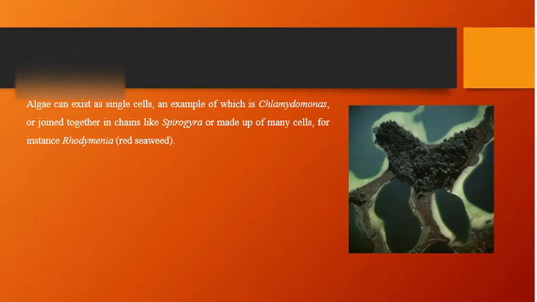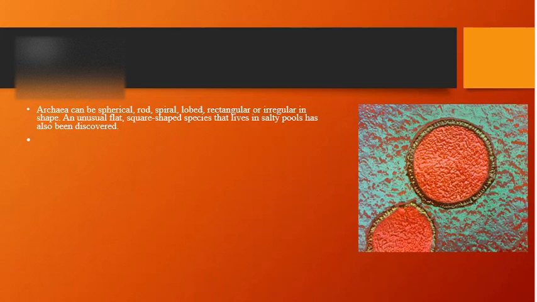The last one is archaea. Archaea can be spherical, rod-shaped, spiral, lobed, rectangular, or irregular in shape. There are unusual flat, square-shaped species which live in salty pools and were also first discovered in salty pools. Some exist as single cells, whereas others form filaments and clusters. Until 1970, this group of microbes was classified under the category of bacteria. This is all about the microorganisms, a brief discussion and then, one by one, some important characteristics. Thank you very much.